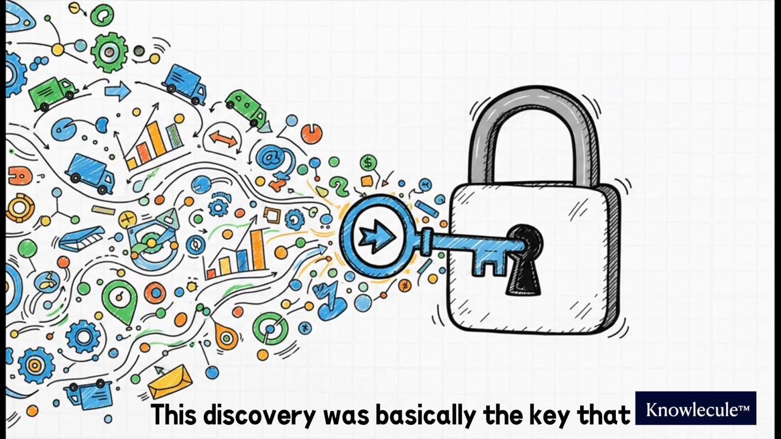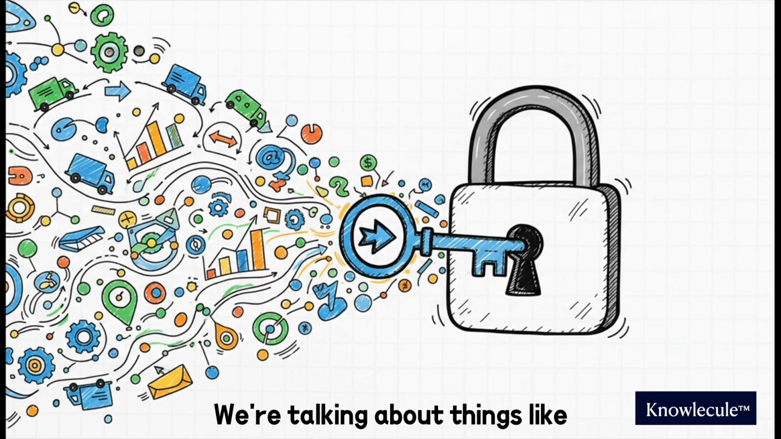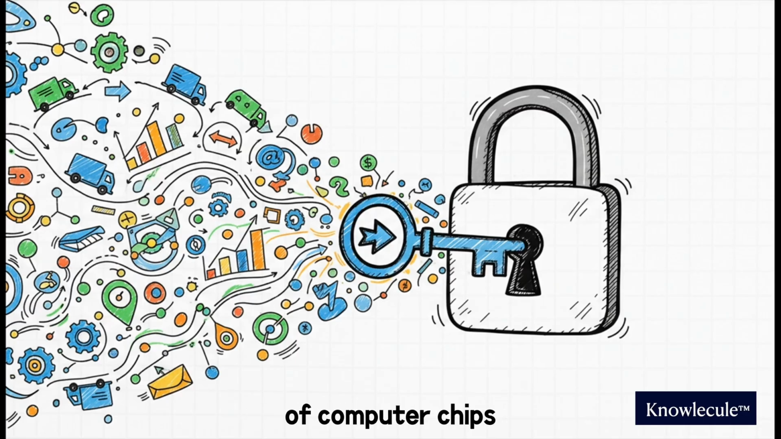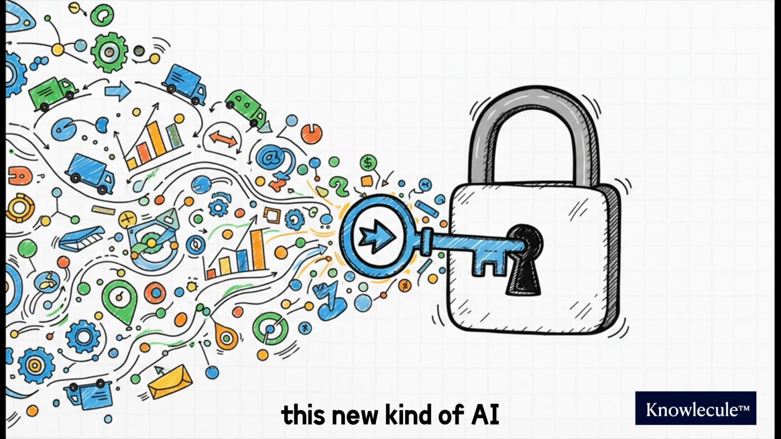This discovery was basically the key that unlocked a whole new category of complex, real-world problems. We're talking about things like optimizing flight paths for an entire airline, planning the most efficient delivery routes for thousands of packages, or even helping design the layout of computer chips. All these incredibly complex logistical puzzles were suddenly on the table for this new kind of AI.